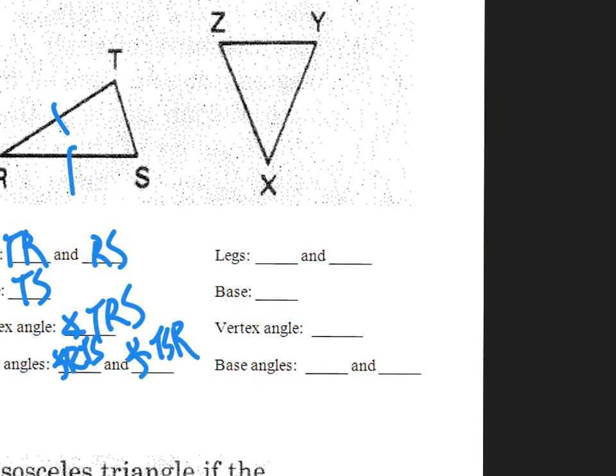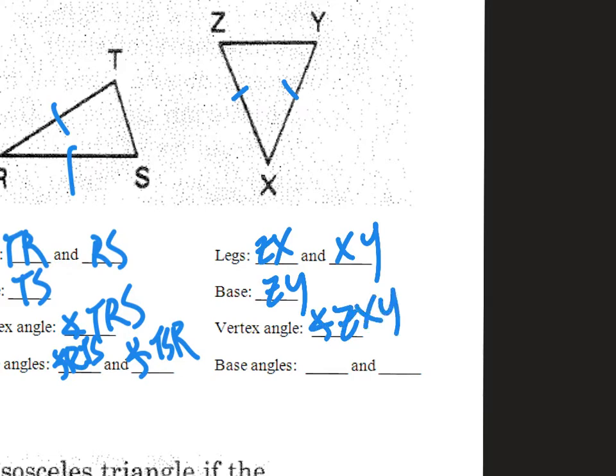Okay, let's try this one last example. I'm going to say ZX and XY are my legs. My base is ZY, it's my leftover side. My vertex angle is going to be the angle formed by my two congruent sides touching, and that's going to be angle ZXY. Could have just said angle X as well. And then my leftover angles are going to be angle XZY and angle XYZ.